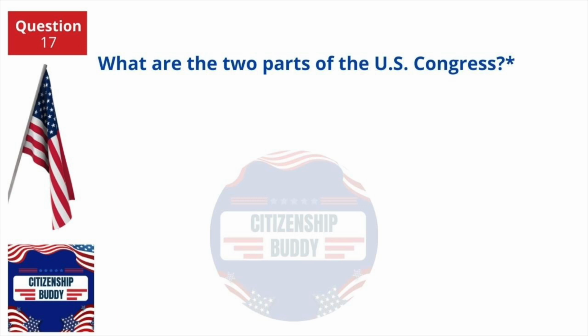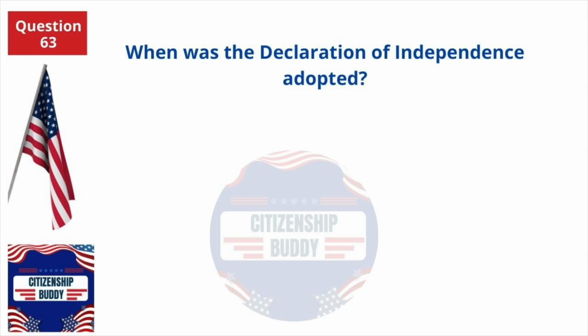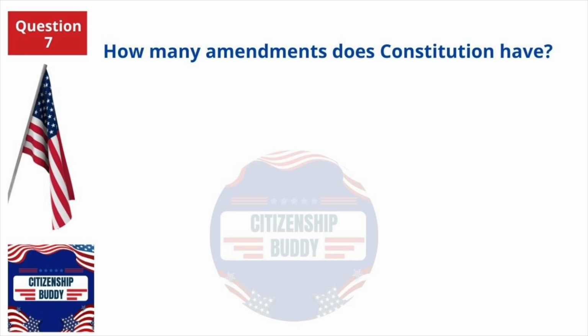What are the two parts of the U.S. Congress? The Senate and House of Representatives. When was the Declaration of Independence adopted? July 4th, 1776. How many amendments does the Constitution have? 27.